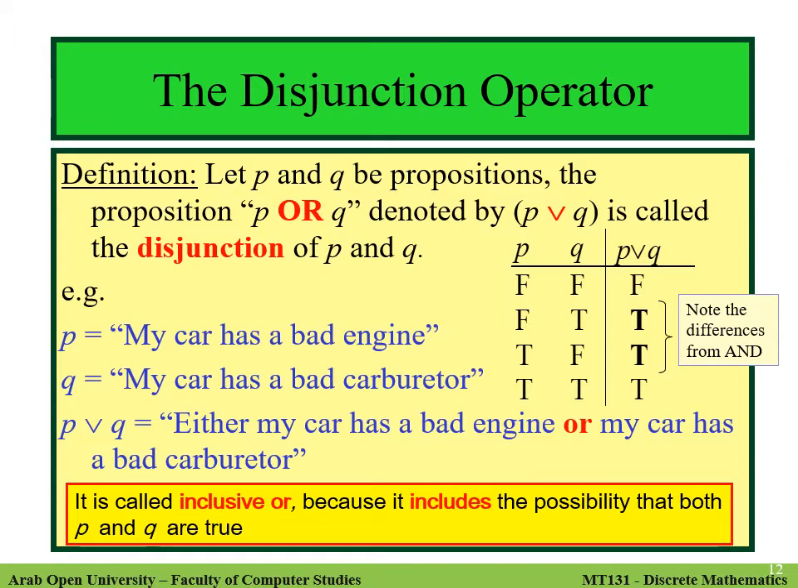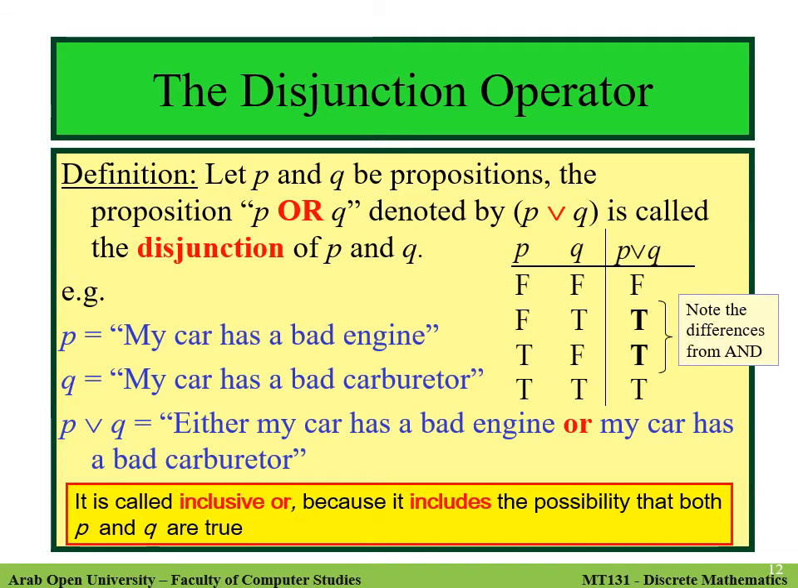P, the statement P is my car has a bad engine. Q is the statement my car has a bad carburetor. We use the OR to join the two. This statement is a compound statement, P or Q. Either my car has a bad engine or my car has a bad carburetor.